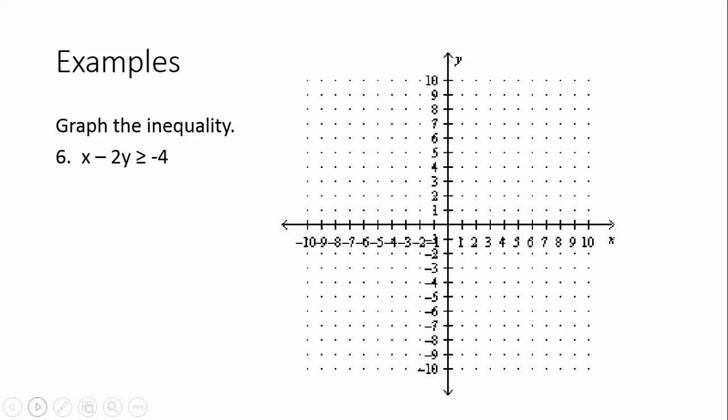I think this might be our last graphing example, but we have x minus 2y is greater than or equal to negative 4. Again, you can use intercepts, or you could solve the equation for y. First, I'm going to do it with the intercepts.